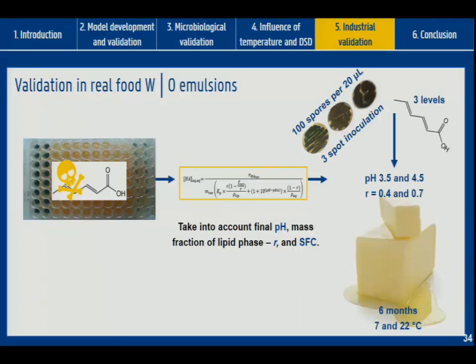We then made our emulsions. They were buffered at pH 3.5 and 4.5. We used two fat percentages. So 0.4 means 40% of the emulsion was fat, 0.7 means 70% of the emulsion was fat. We also used 3 levels of sorbic acid. We will see which ones later. And then we inoculated them by using 3-spot inoculation. There were 100 spores per 20 microliters; 1 spot was 20 microliters. We then placed those inoculated emulsions at 7 and at 22 degrees and visually followed growth for 6 months.